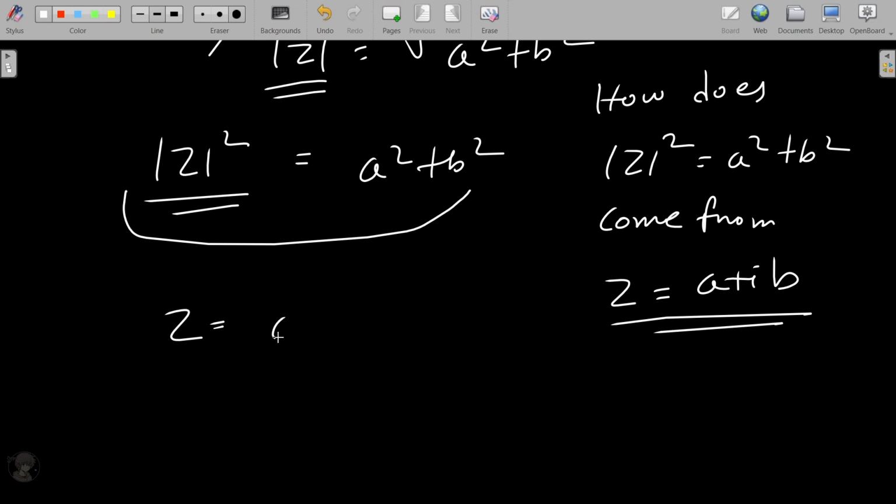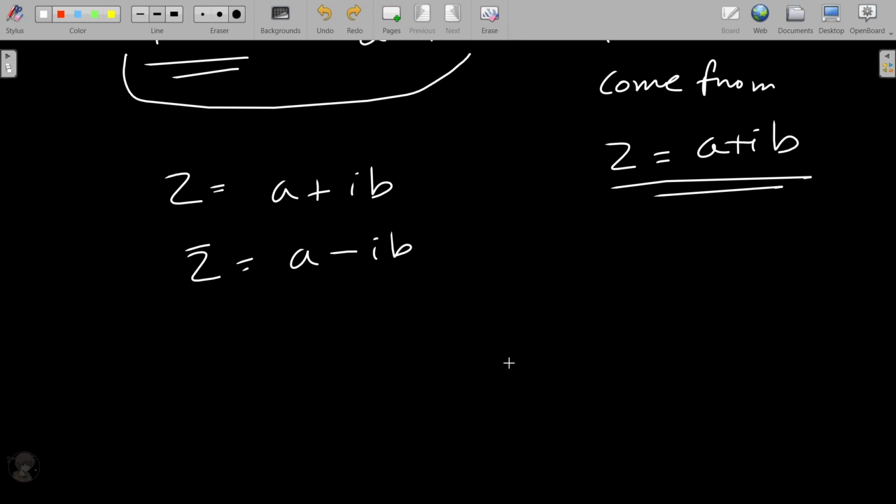As you all know, z equals a plus ib, and we have to find the conjugate of it. z conjugate is a minus ib. So conjugate actually means flipping the sign of the imaginary part. So z equals a plus ib, z conjugate equals a minus ib. We just flip the sign in front of the imaginary part. Now let's multiply both. Let's multiply z into z conjugate, which equals a plus ib multiplied by a minus ib.